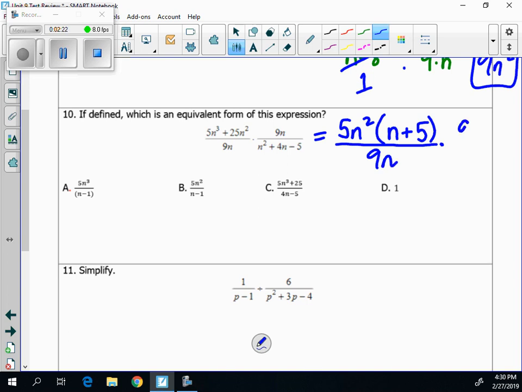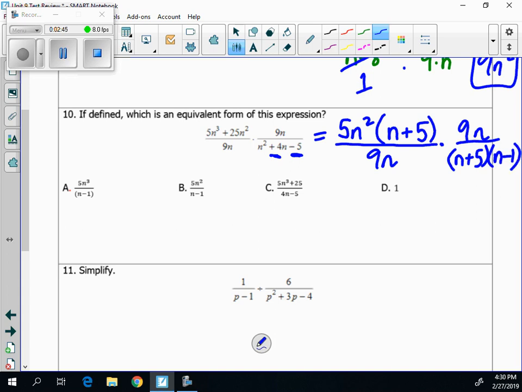Same thing with the next numerator. Then the last denominator, we have no greatest common factor. It's a quadratic. A is 1, so we can just ask what two numbers multiply to c, which is negative 5, and add up to b, 4. In this case, we have n plus 5 and n minus 1.